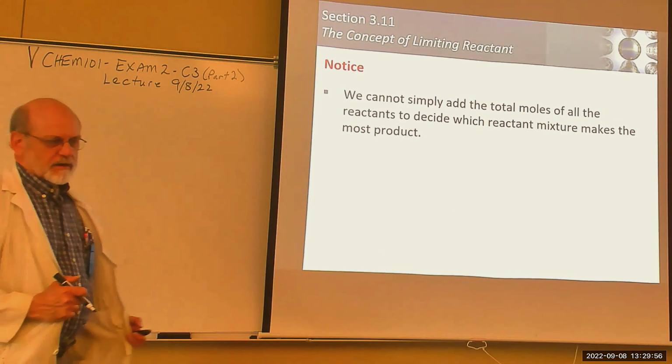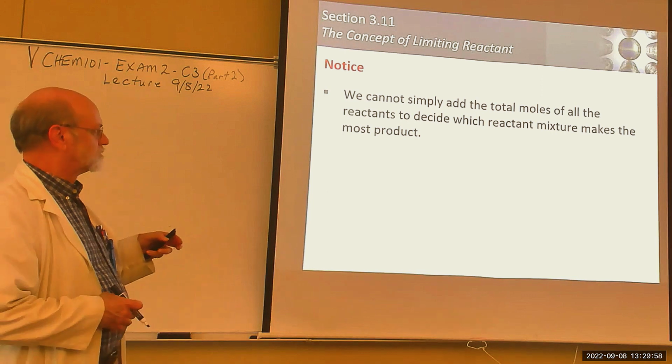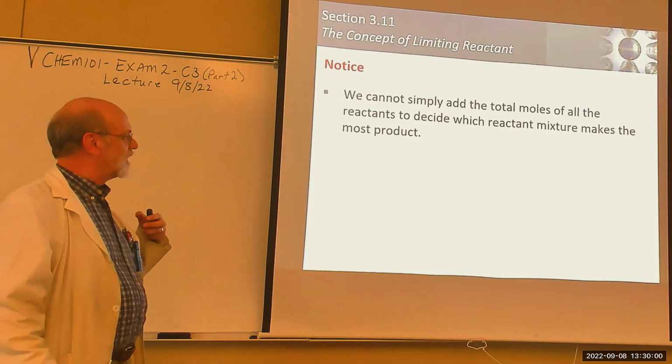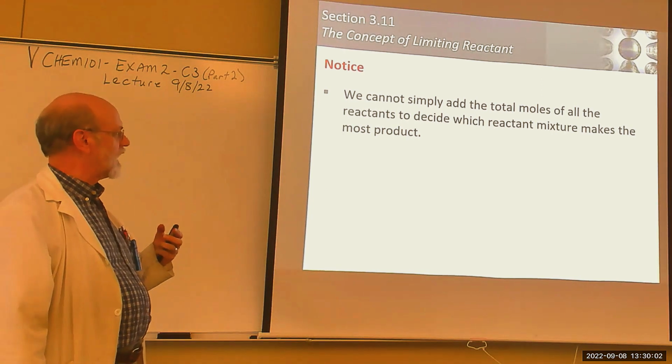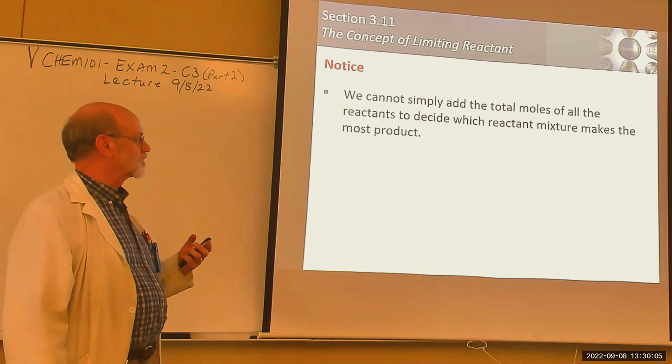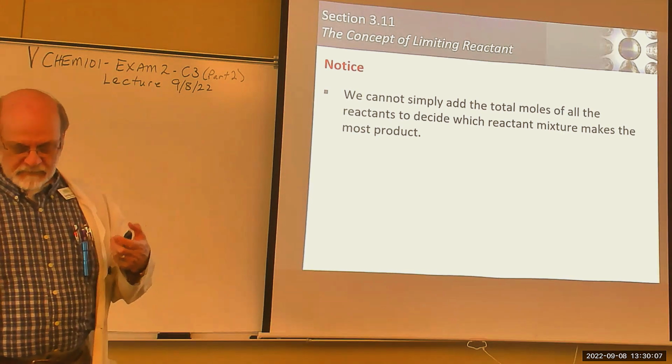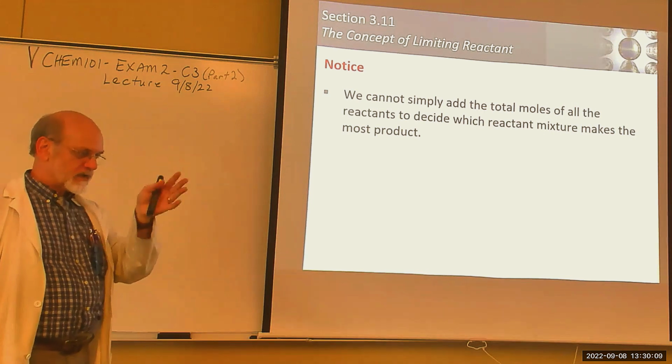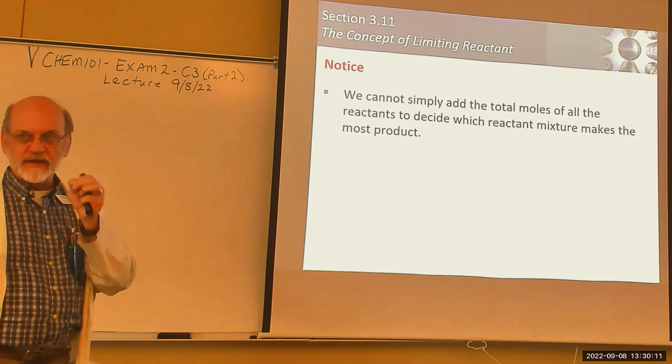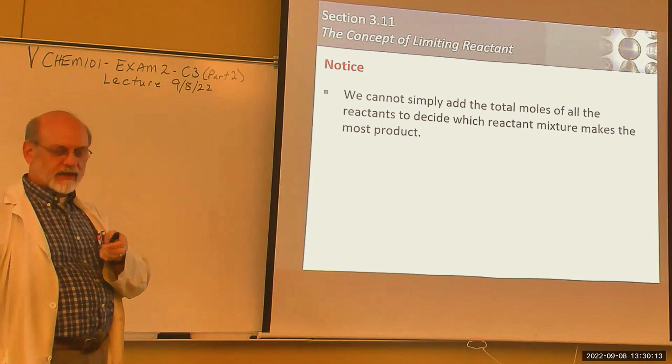Okay. So this is a cautionary note. You can't just simply add the total number of moles of the reactants to decide which reactant mixture makes the most product. You have to take them individually of the reactants and find out which one is the limiting one. And I got a procedure for you.